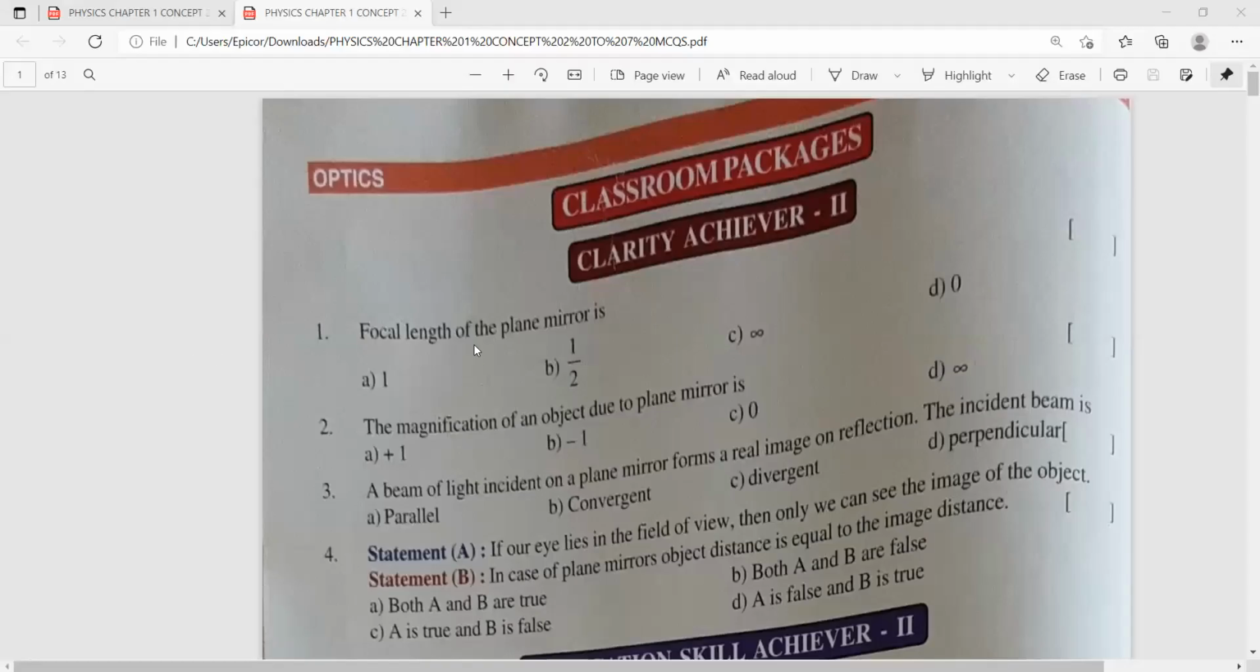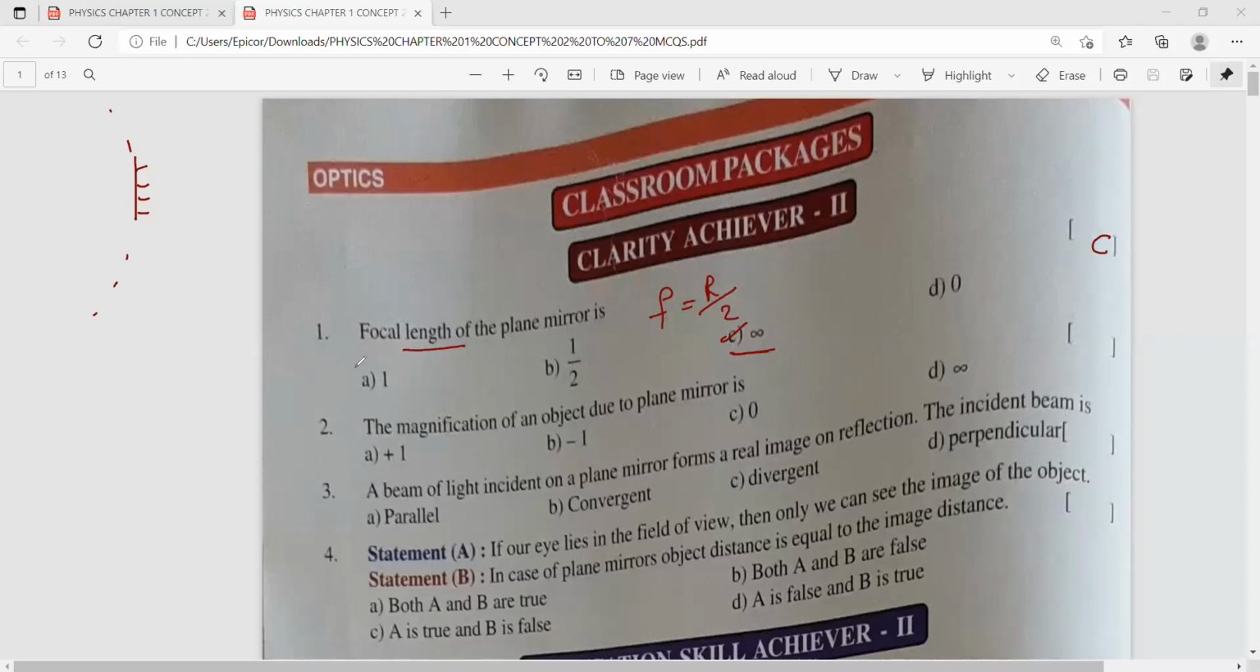Yes, see the first question, children. What is the focal length of a plane mirror? Already I told you, f is equal to infinity, because there is no radius of curvature. If you extend it in the form of a circle, you don't get an existing length, like 5 cm. The radius of curvature is infinity, so the focal length is also infinity. If you want, remember the formula: radius of curvature by 2 gives the focal length. That is option C. The first question, children, option C. The focal length is infinity.